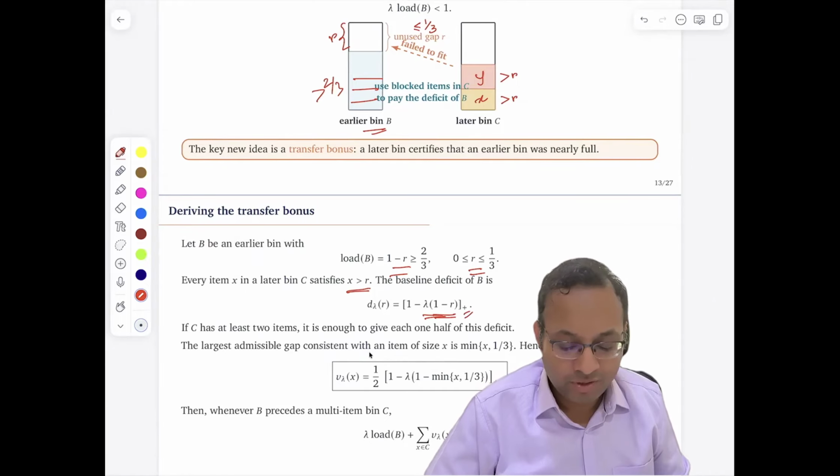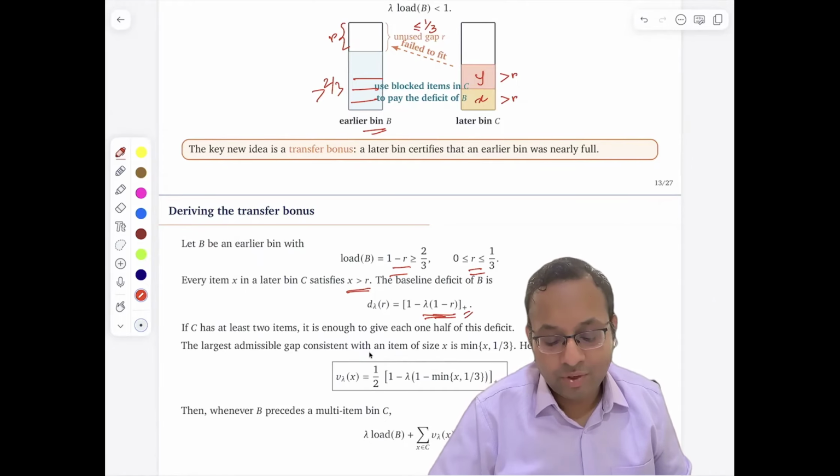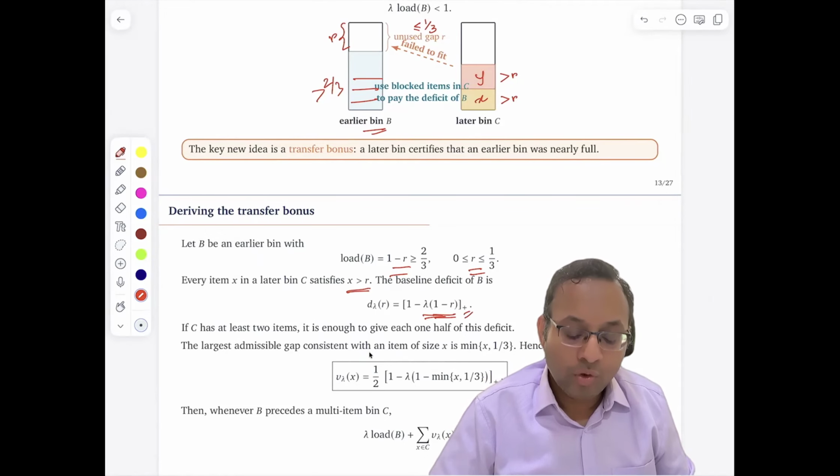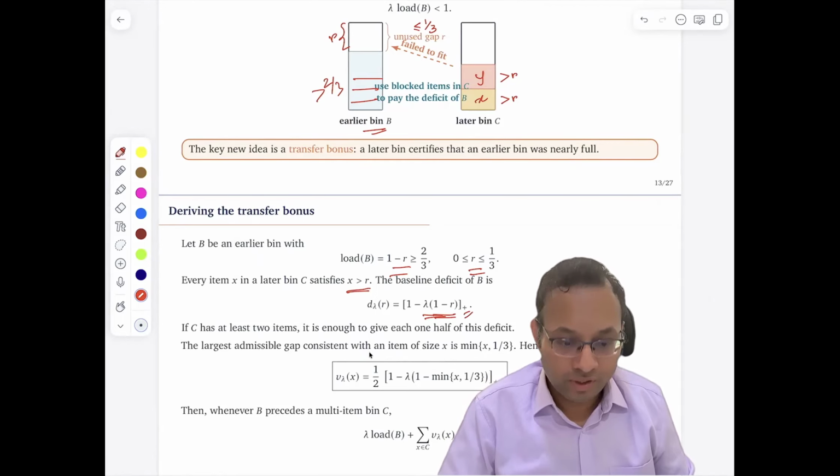And I'm using plus because if lambda times 1 minus R is already crossing 1, we are fine. Then there is no deficit. Otherwise, there is a deficit. And we know C has at least 2 items which are of size more than R. And we want to use these 2 items to pay for the deficit.